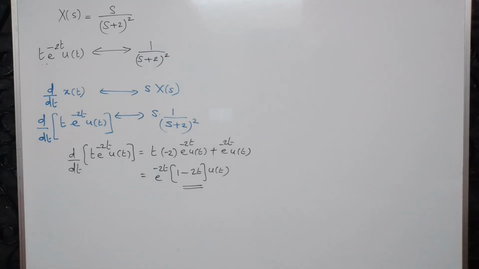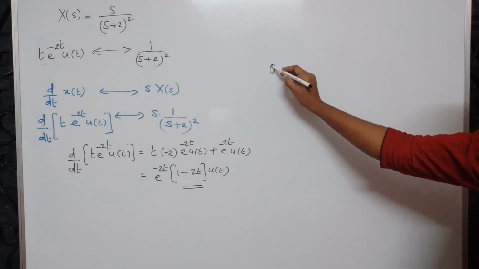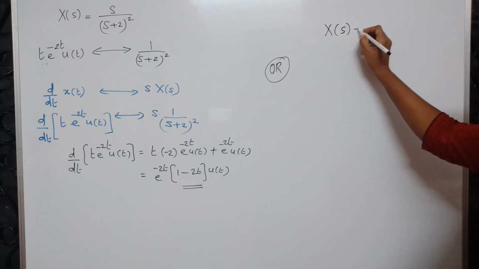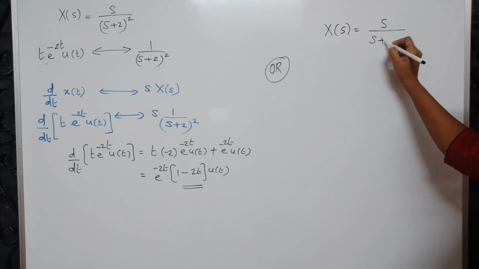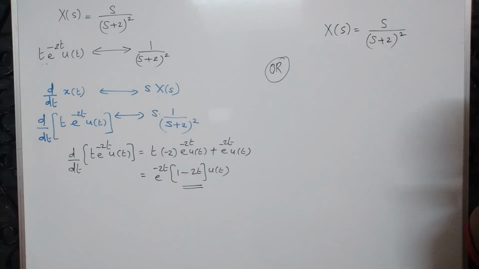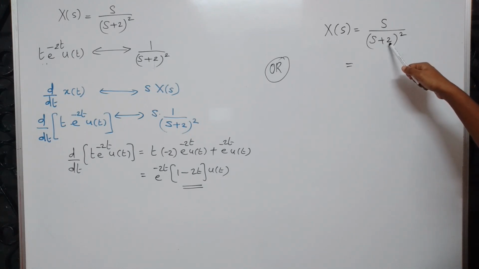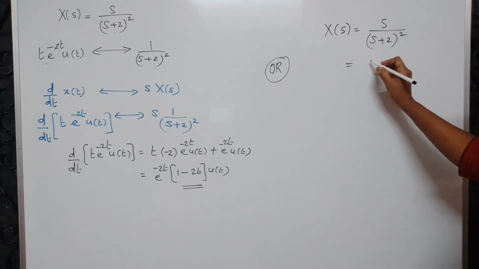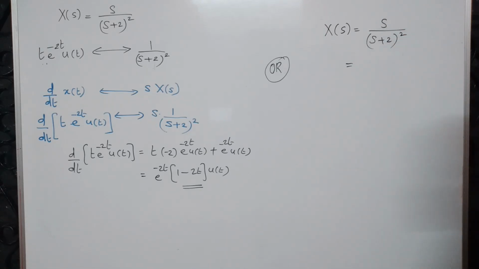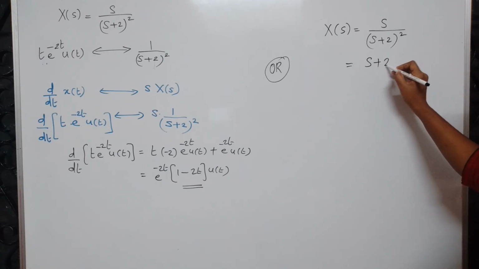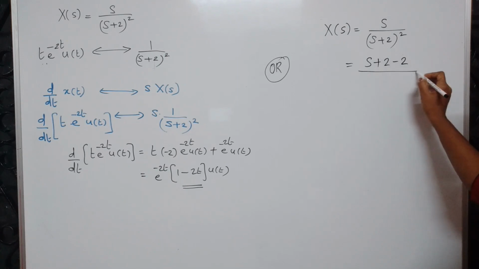Now there is another method to do this. You are given the function X of s equal to s by s plus 2 the whole square. I am going to add and subtract 2 in the numerator also. That is, I am going to convert this function to a known standard result. For that, here the coefficient is 2. So I am going to add and subtract 2 in the numerator.